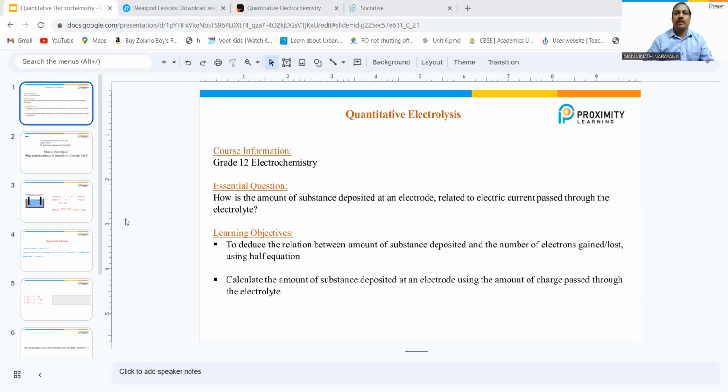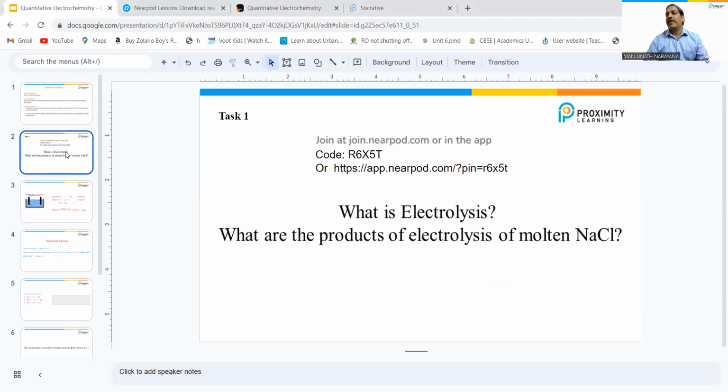Let's begin the class with a brief review of what we had discussed in the previous unit. So join the Nearpod. I've shared the link on the chat box and let me know about how you understand electrolysis. What is electrolysis and what are the products of electrolysis of molten sodium chloride? You have 3 minutes for this. Yeah, 3 minutes are done.